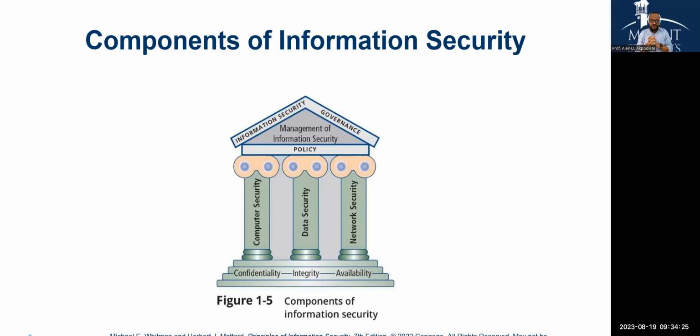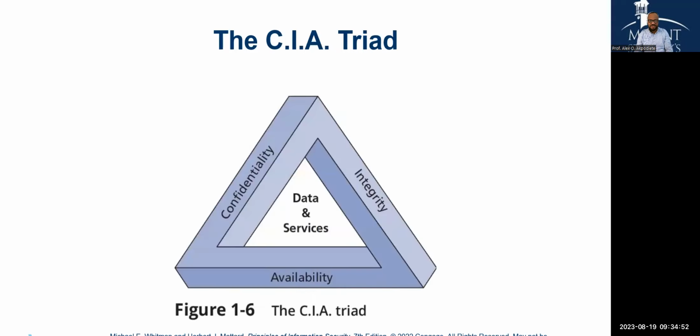Now, components of information security. If you look on the bottom, you see the CIA triad we talked about, right? But if you look on the top, you also see something called governance, or management of information security, and you see policies. It's almost like the old Roman buildings, or if you're in DC, the Lincoln Memorial looks something like this, right? But you also see computer security, data security, and network security as components of information security.